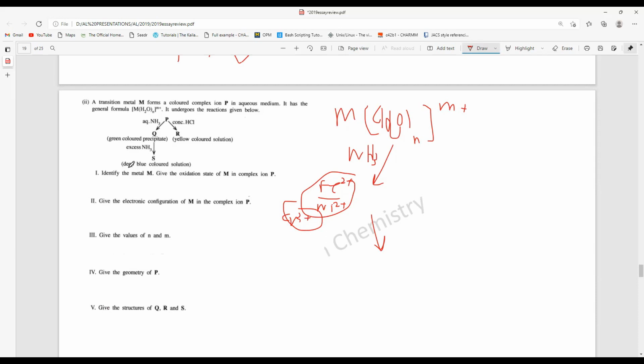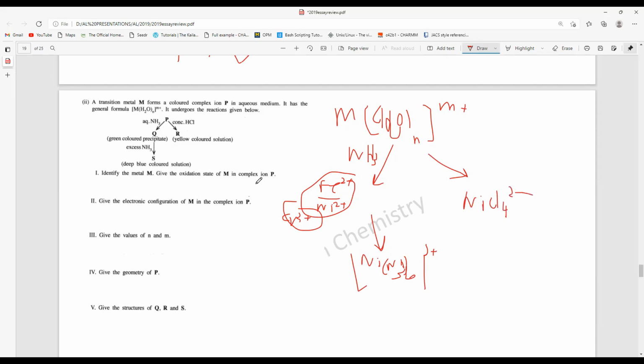Excess ammonia gives a deep blue color solution. This clearly confirms this is the nickel hexaammine 2 plus, because this is the deep blue color solution that is going to form. And when you add conc HCl, it will form NiCl4 2 minus.